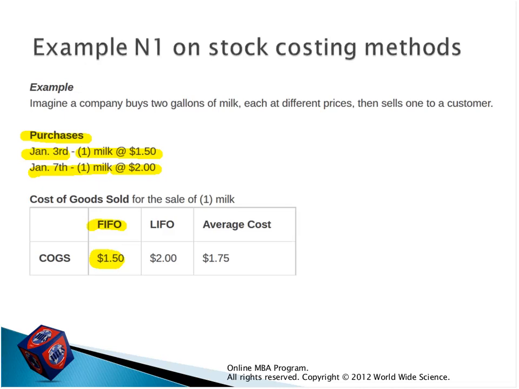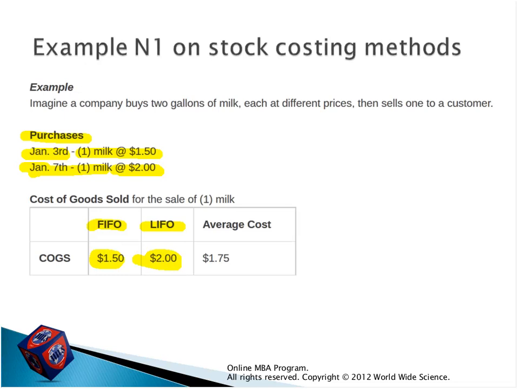And the next method is LIFO, which says last in, first out, which means the last inventories which come into the store would be sold firstly. Like in our example, the last inventories come on January 7th, right, at the price of $2. And we do the calculation of the cost of goods sold by the $2. That means we sell the last inventory firstly, which is the LIFO method.